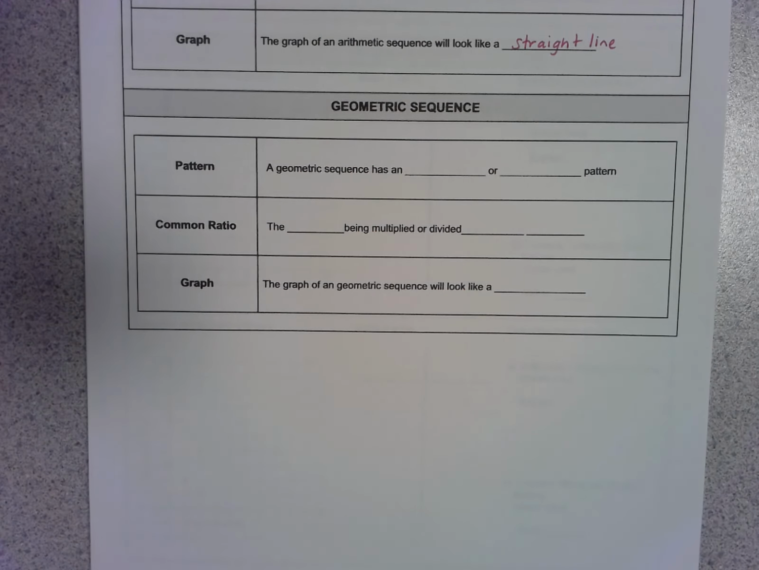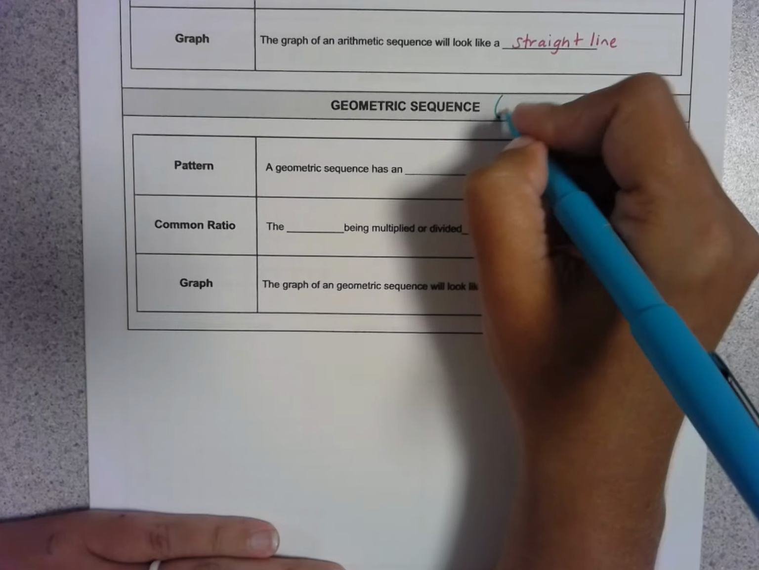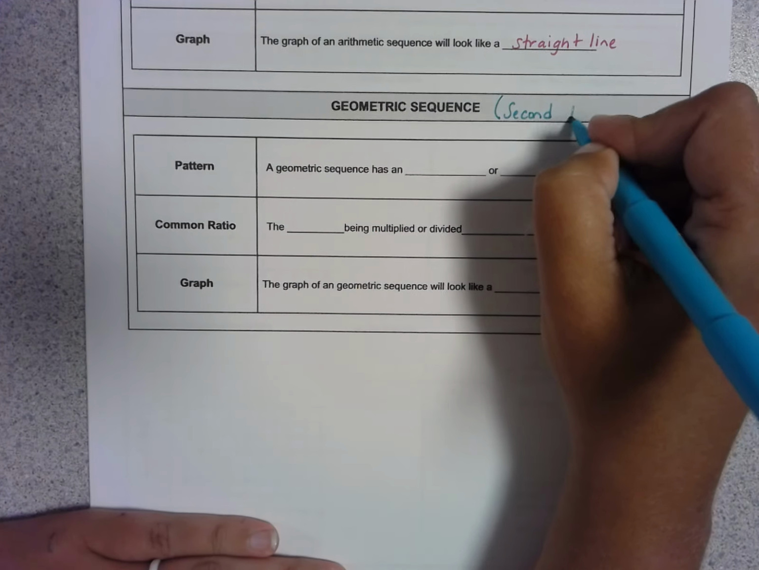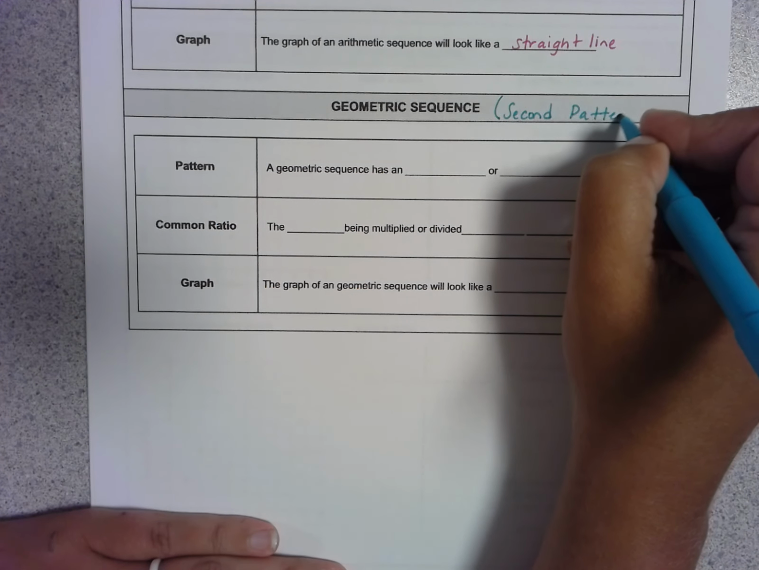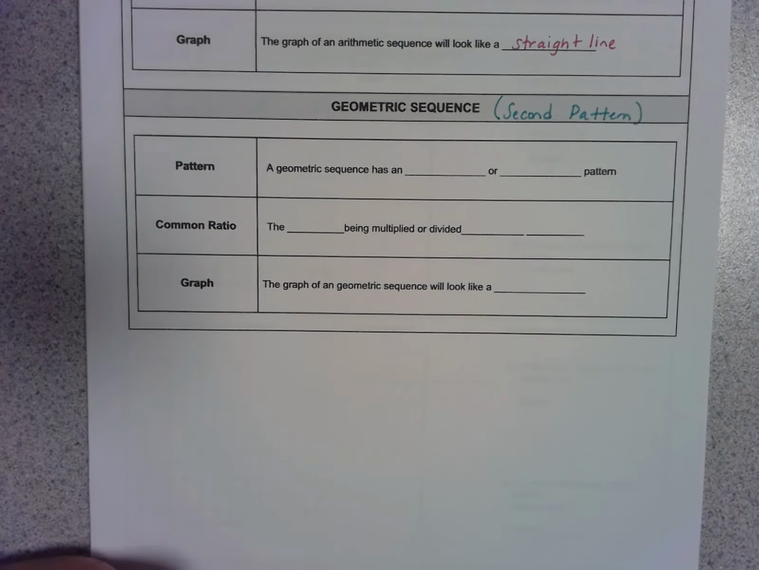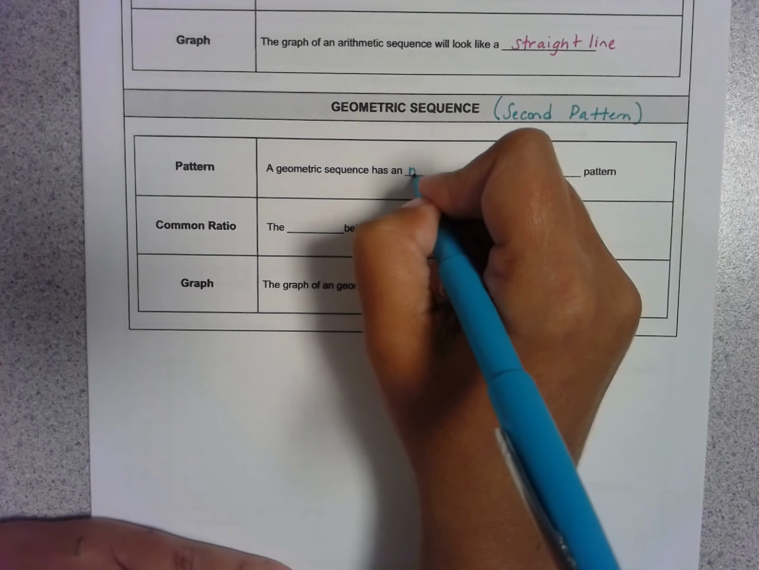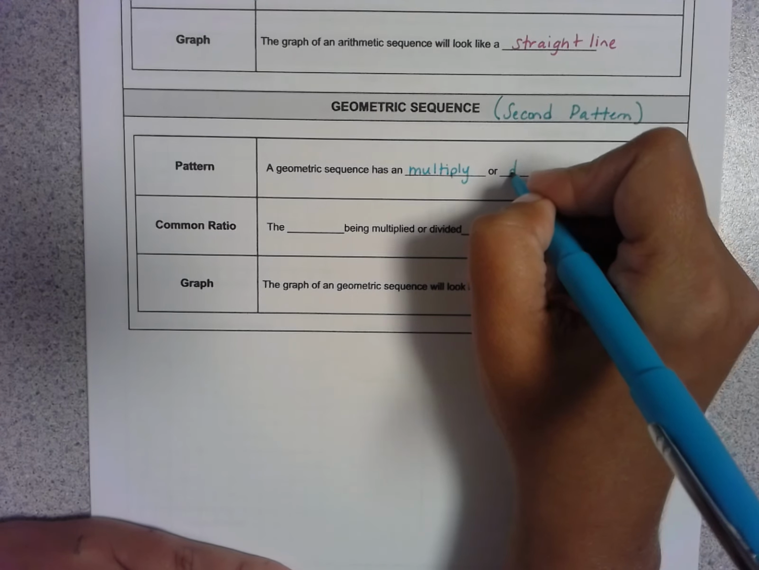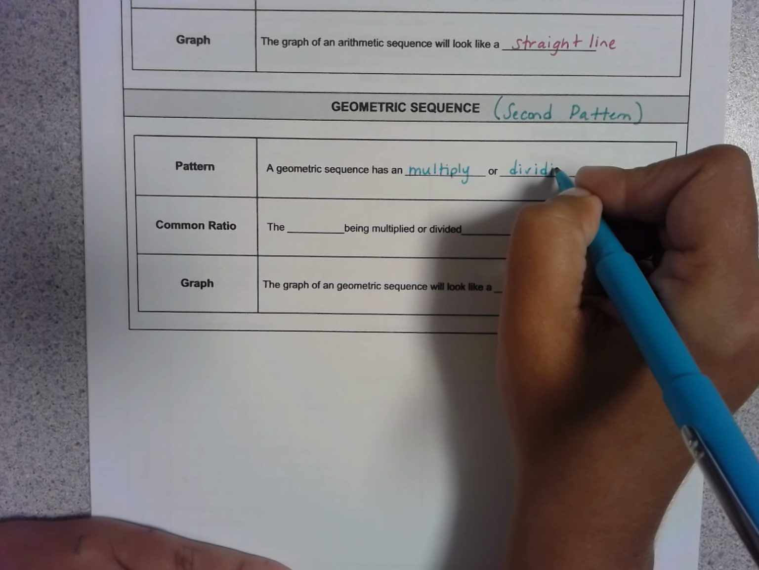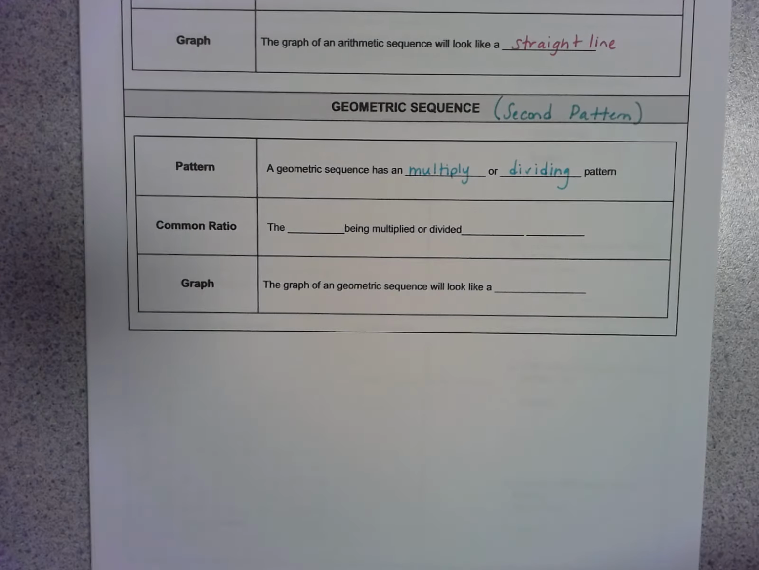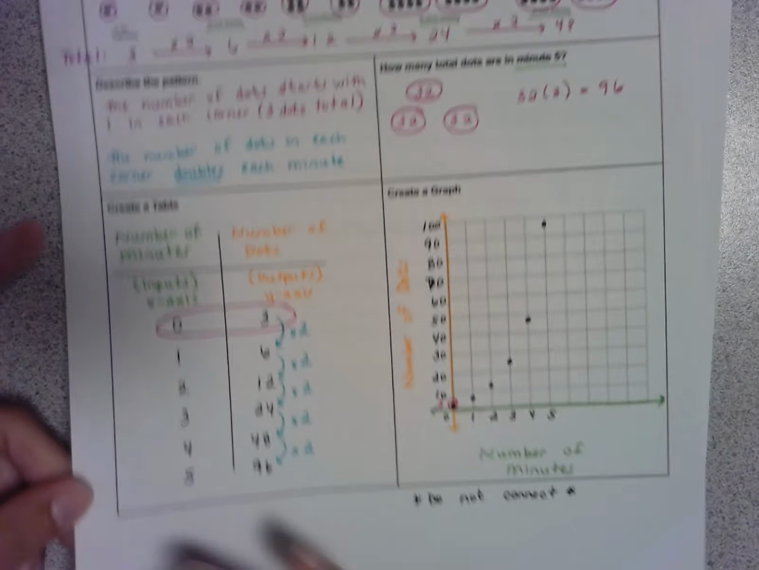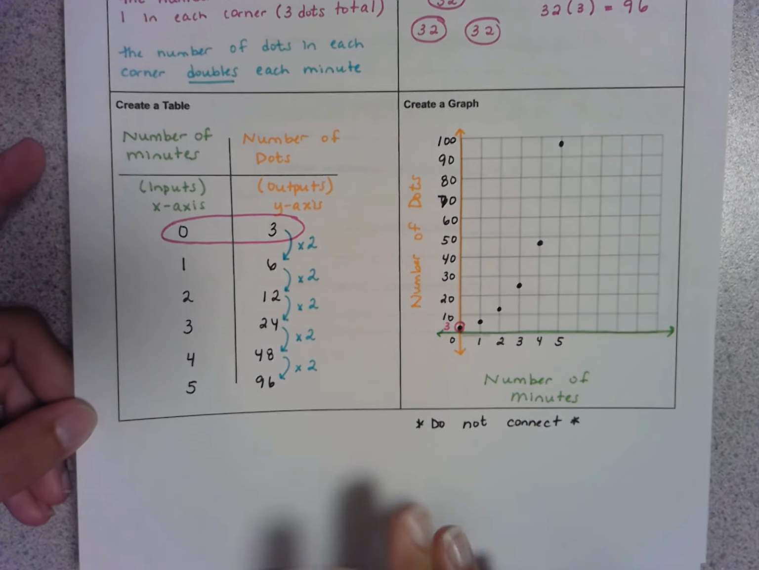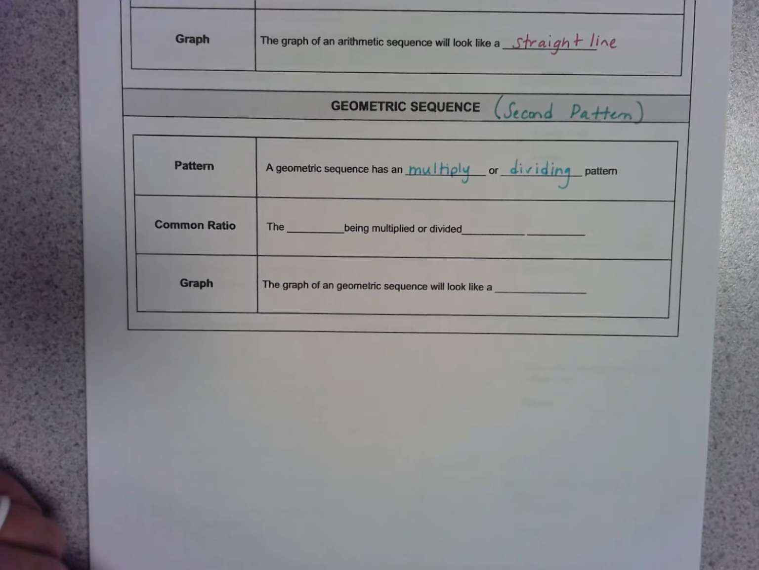By contrast, the second pattern that we looked at today is what we would call a geometric sequence. Now, in this case, the geometric sequence has a multiplying or dividing pattern. If you think about our second problem, when we looked at how this pattern was growing, we weren't adding the same number over and over again. We were multiplying by the same number over and over again.